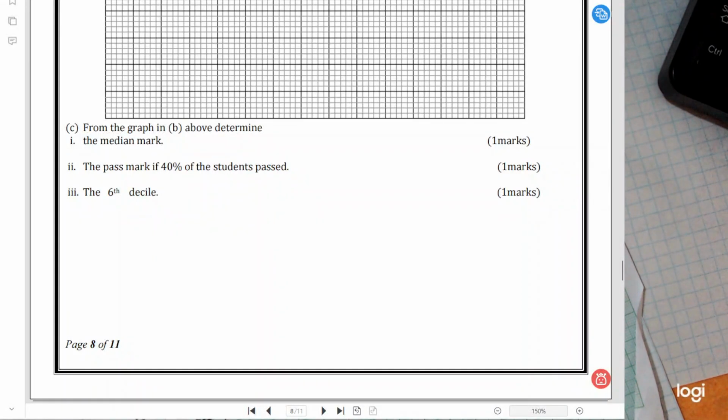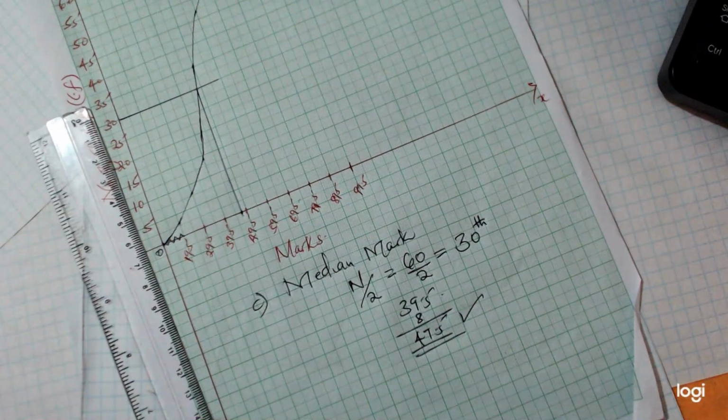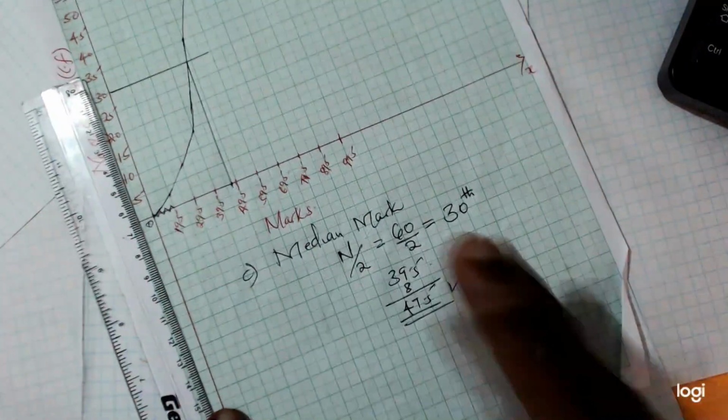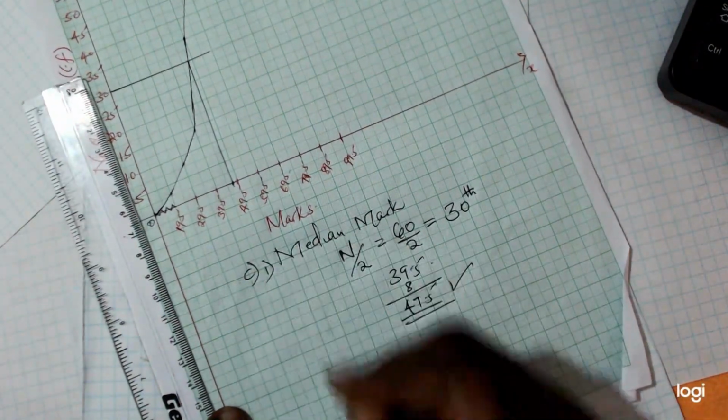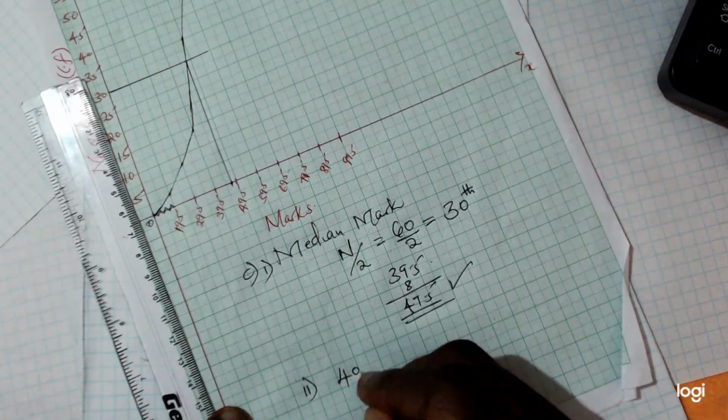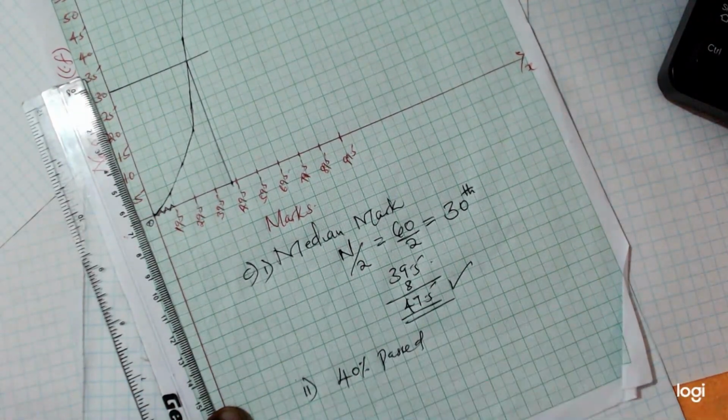The next one is part 2. The pass mark if 40% of the students passed. So if 40% of the students passed, this is C part 1, C part 2. So 40% of the students passed.